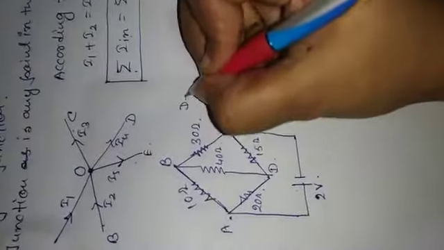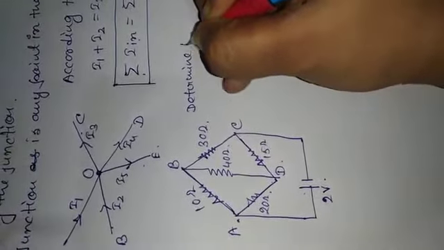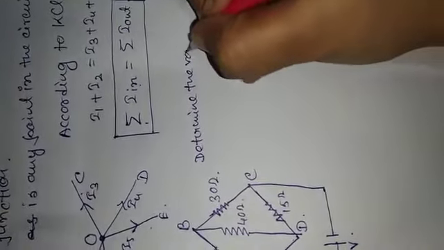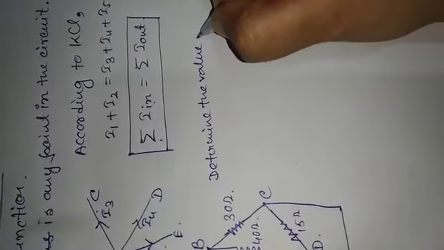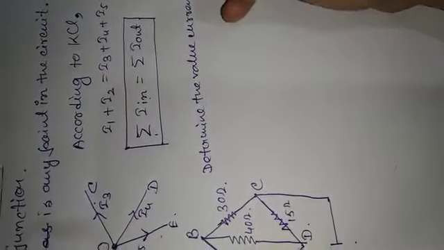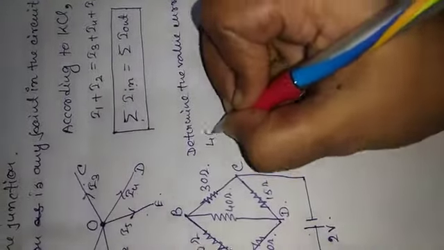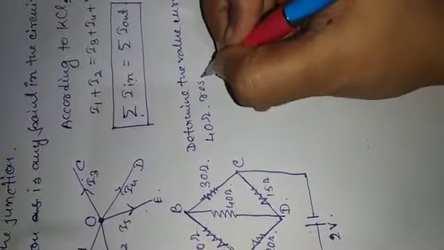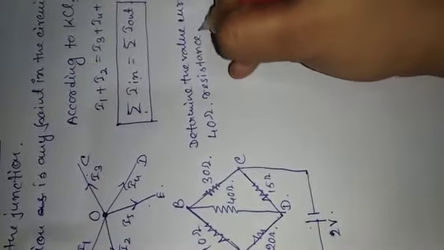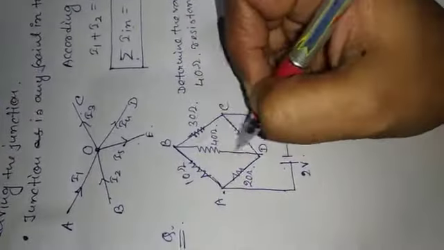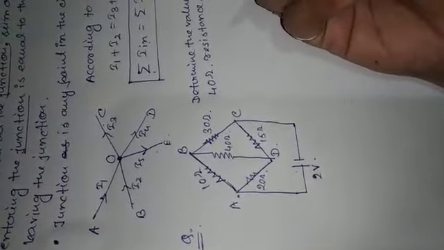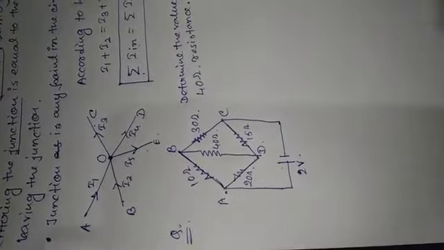The question is, determine the value of current in the 40 ohm resistance. So through this resistance I have to find out the current. I will first apply the KCL to this network. How can we apply it?